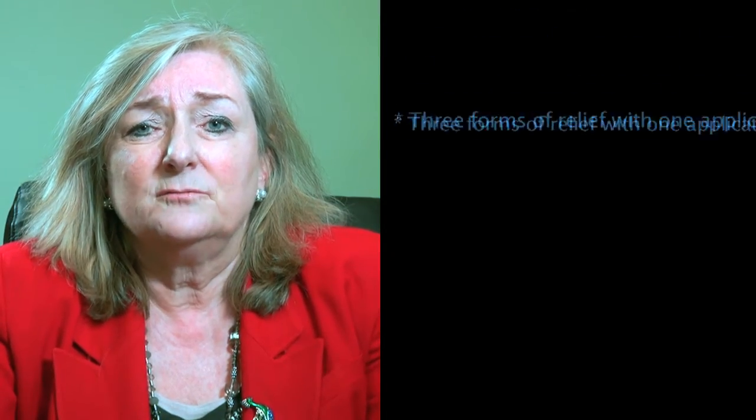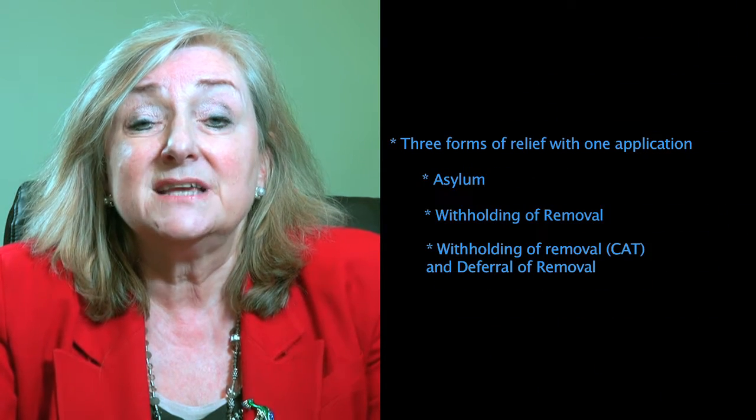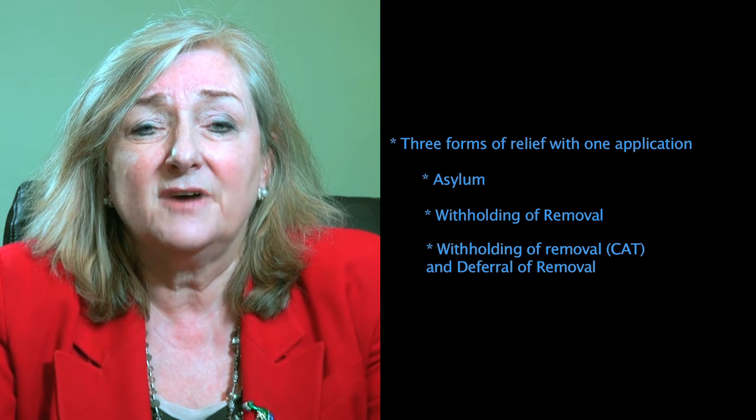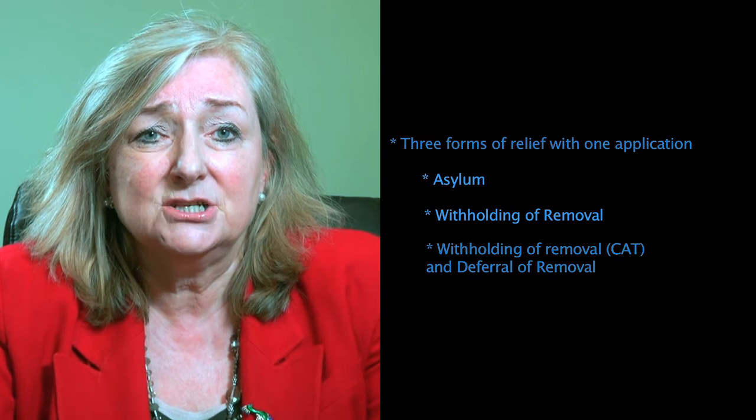So asylum law is under Section 208 of the Act, and there are 3 different kinds of relief. There's asylum, which gives you all the benefits. There's withholding of deportation, which gives you some of the benefits, but not all. And then there is withholding of removal under the Convention Against Torture. Well, that does not give you, again, all the benefits that asylum does. These 3 forms of relief all use the same application. It's always the 589, which is the asylum application.